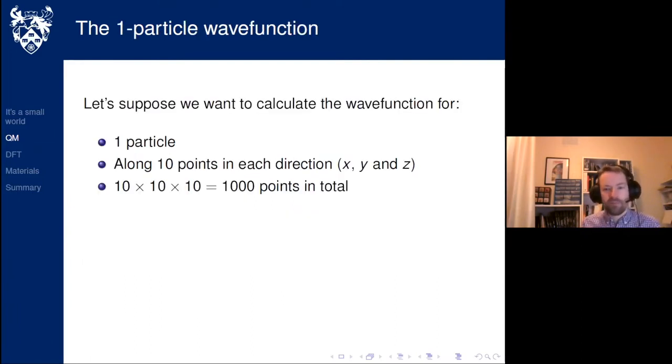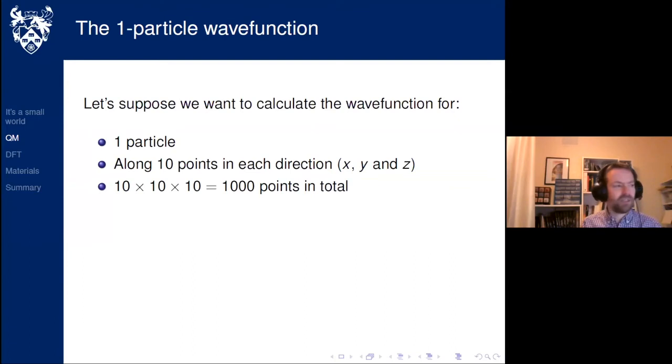Now, let's suppose I don't take my hydrogen molecule to start with. I just think about one particle. So I've got some particle. It doesn't really matter what kind of particle it is, and I'm going to compute its wave function. And to do that, I'm going to split space up into just 10 particular points along each of my usual Cartesian directions, so x, y, z. So there are 10 points in x and 10 points in y, 10 points in z, and they form a 10 by 10 by 10 grid in my 3D space. So in other words, I'm going to calculate the wave function for 1,000 points in space.